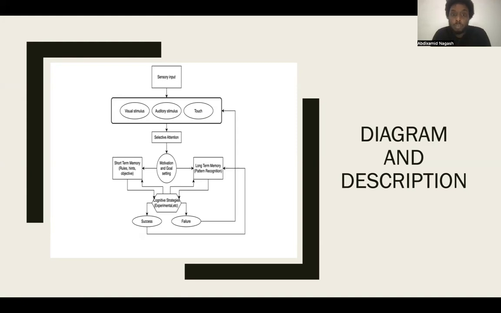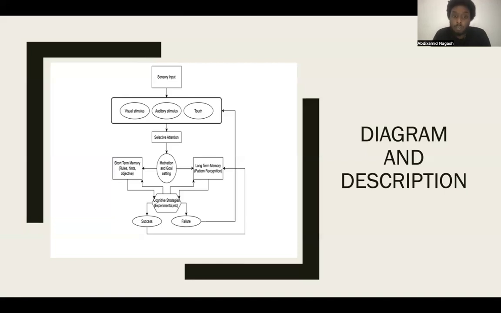There are two different memories that are going to be used here: the long-term memory and the short-term memory. Long-term memory involves pattern recognition, things that they've learned throughout their entire life, and they can try to put that into use when they're trying to figure out where to place the toys correctly. The other is short-term memory and working memory. They're going to be involved in the rules, hints, and objectives, so they can understand where they're going to put the toys. With those two memories, they're going to come up with a cognitive strategy.